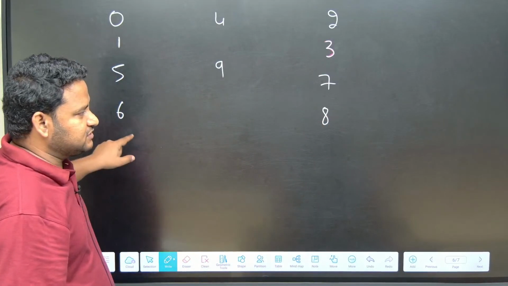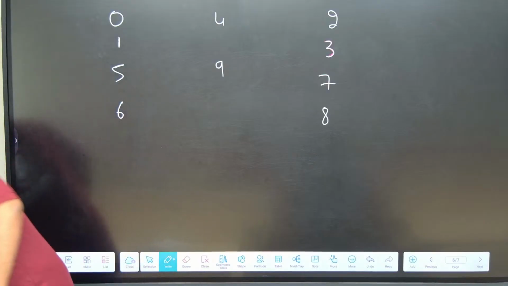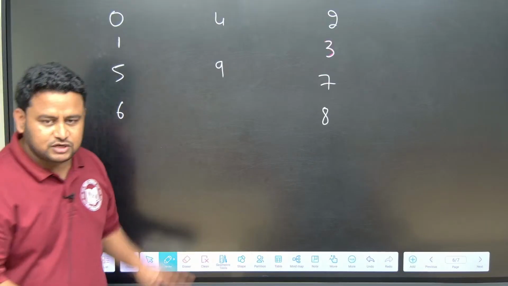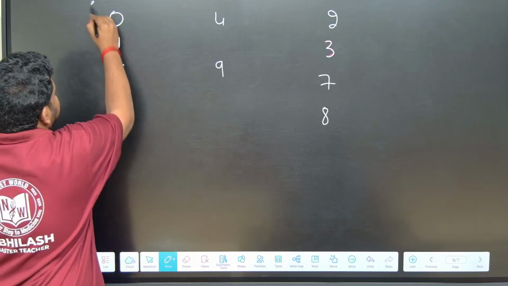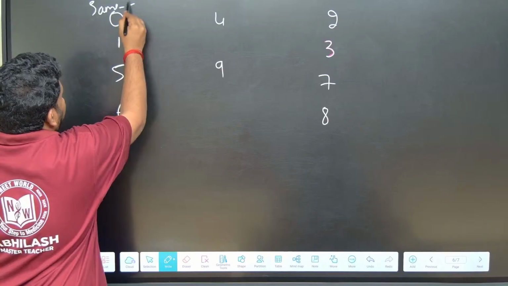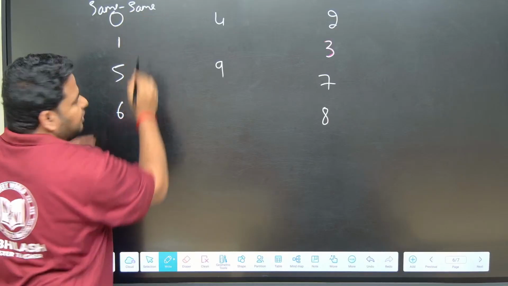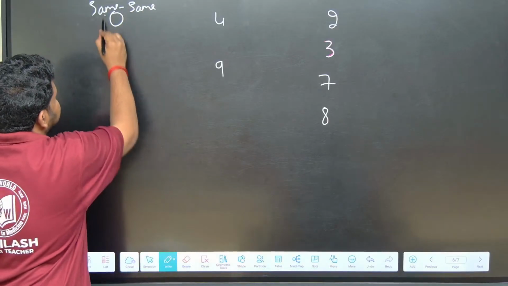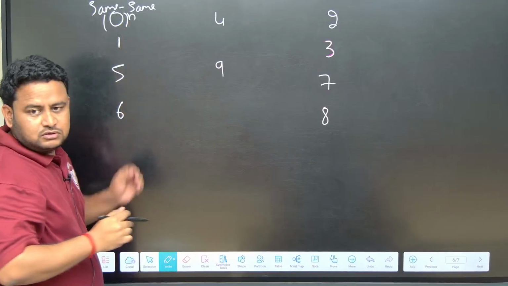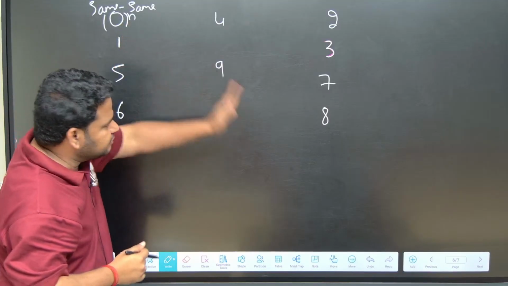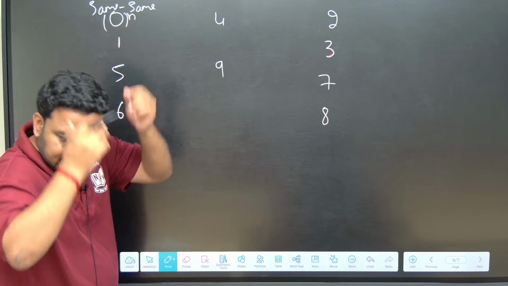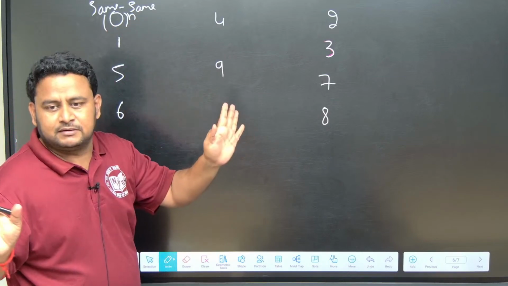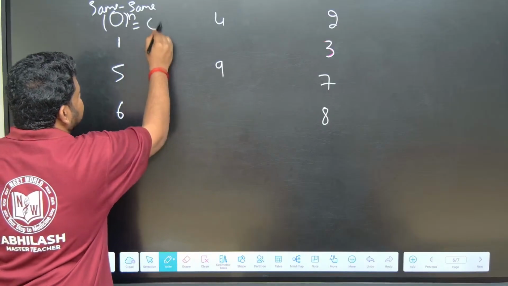So 0 1 5 6. Listen here, for 0 1 5 6 I'll write it as same. Why? You will understand now. So 0 to the power of n. If the unit digit is 0, you have to consider only the unit digit. 0 to the power of n, n can be any number, the unit digit will also be 0.